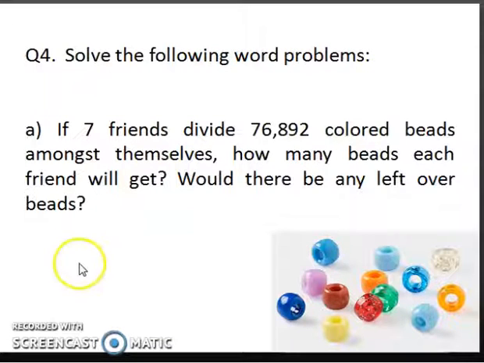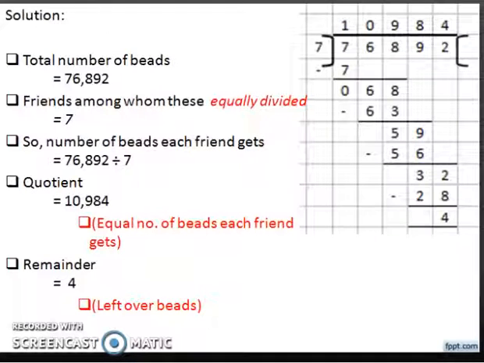So, how many will be left over? Jo remainder aayega, that will be the leftover. So, let us write quickly the statements. Children, do put a line after every question. Total number of beads, 76,892. Friends among whom these are equally divided, या total number of friends भी लिख सकते हो आप, is 7. So number of beads each friend gets. Divide. Shown this division for you. You can do it yourself also. No need to check, because this is a situation question, a word problem, and no checking is required here.